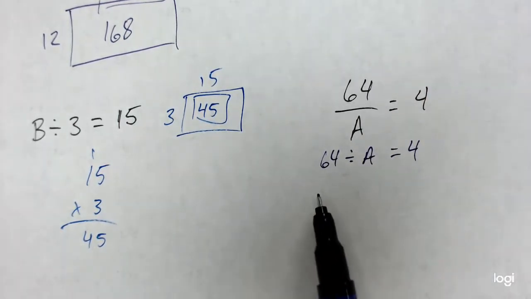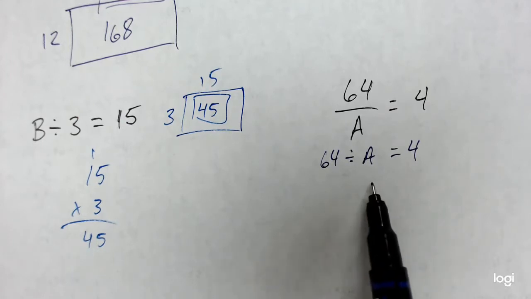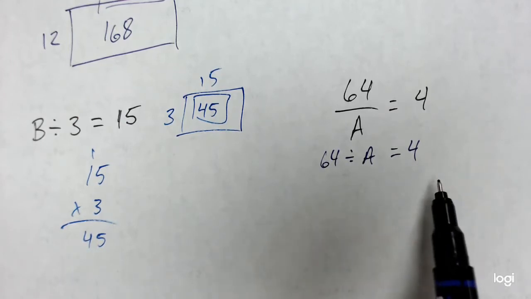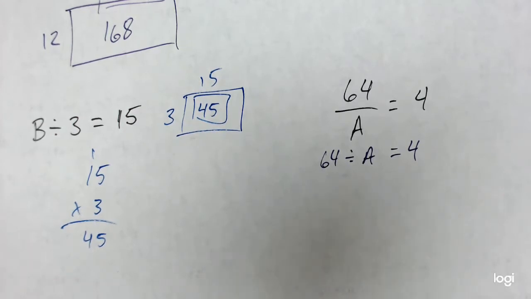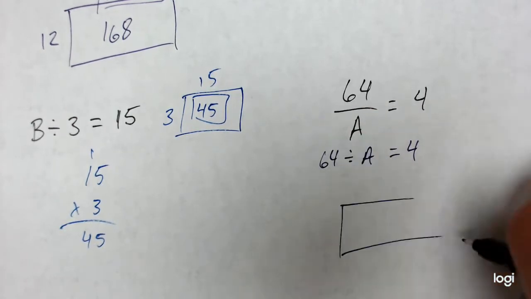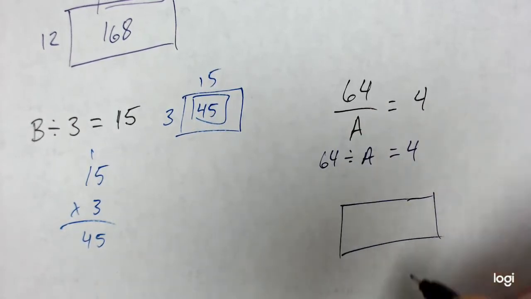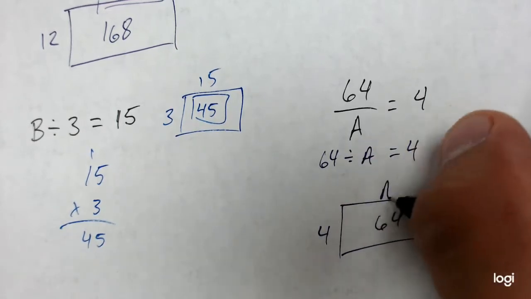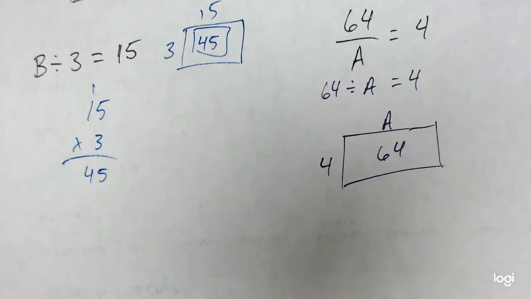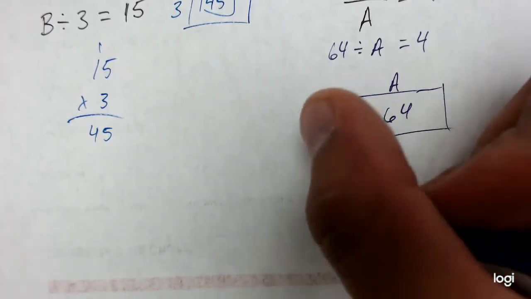I have the area divided by a length to equal the width, or the width to equal the length. So 64 divided by part equals part. Okay, so if I were to draw this as an area problem, the area would be 64, one side would be 4, and to find the length a, I would have to divide. So let's take a division algorithm.